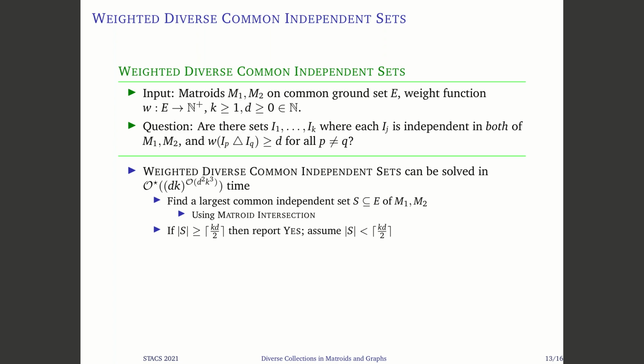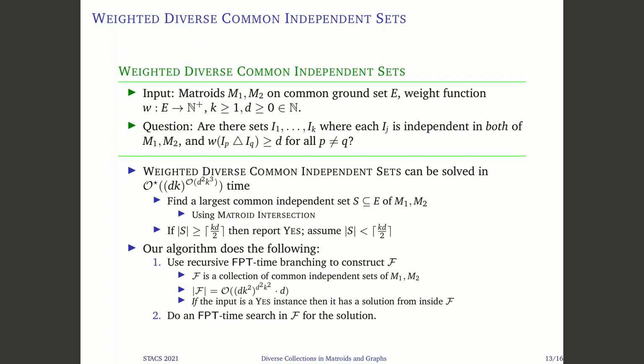We first find a largest common independent set of M1 and M2. This is similar to what we did in the previous algorithm. We do this using the algorithm for matroid intersection. Now if this largest common independent set is of size at least kd by 2, then it is not difficult to see that we can construct these independent sets I1 to Ik which satisfy the diversity condition. So in this case we report yes, which means we can assume without loss of generality that the size of a largest common independent set of M1 and M2 is strictly smaller than kd by 2.